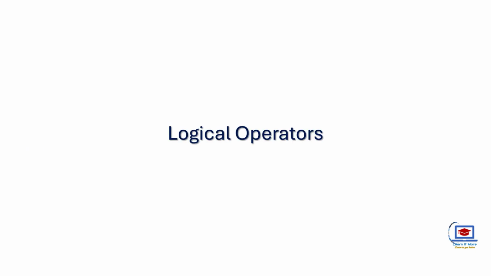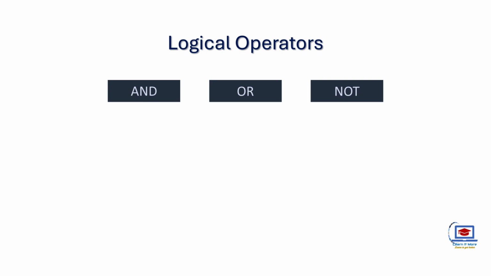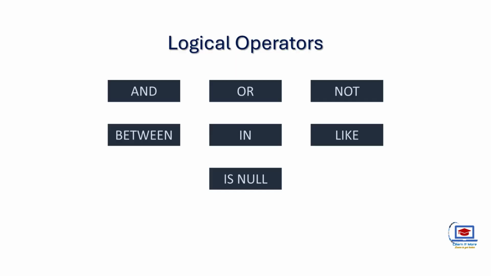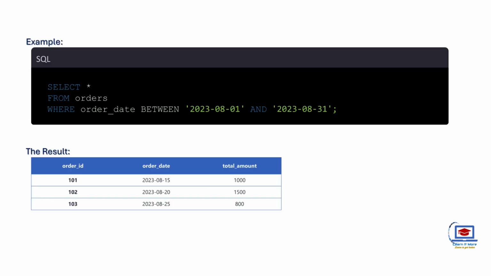Logical operators come in two parts. Part 1 includes and, or, and not. They enable you to combine conditions to filter data effectively. Continuing with logical operators, Part 2 introduces between, in, like, and is null. These operators help you handle more complex conditions.